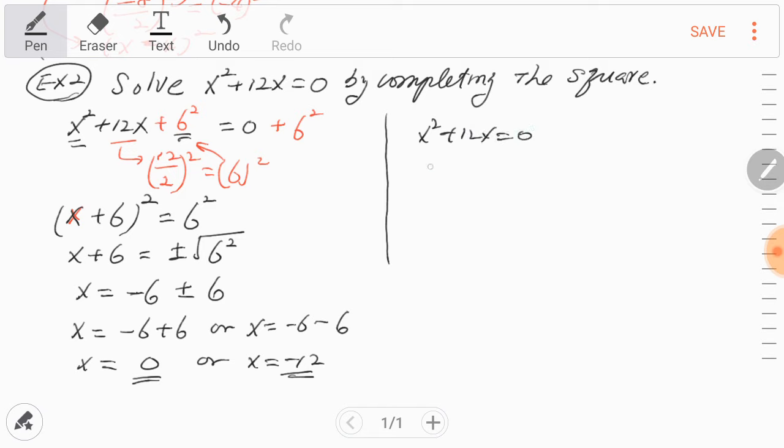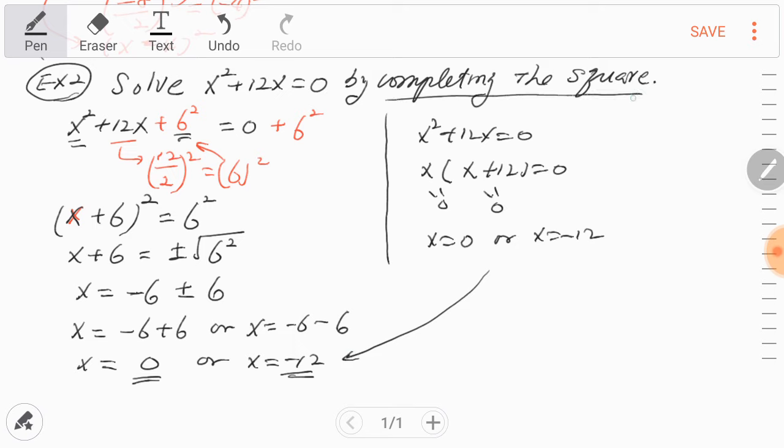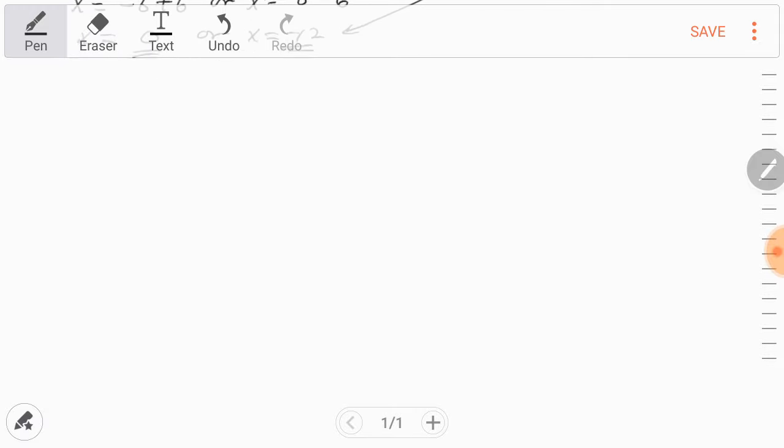Okay, just check. Factor out x, then x plus 12 is equal to 0. We set each factor to 0, then x equals 0 or x equals negative 12. Okay, this is correct, right? This is correct. So using the completing the square method will give us the same solution. Okay, let's try more examples.